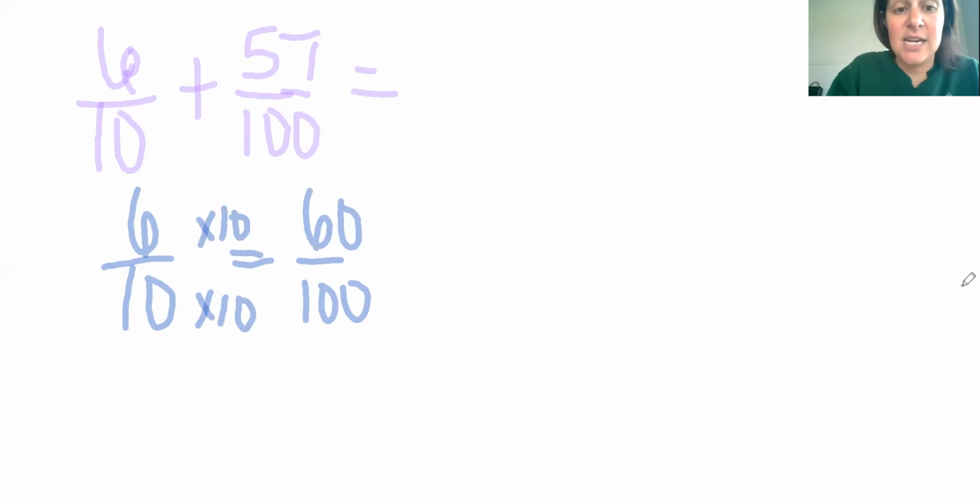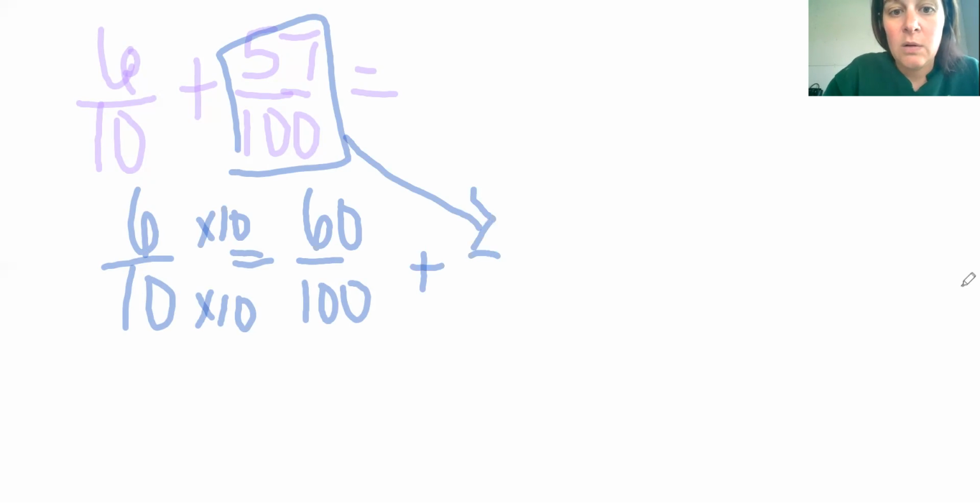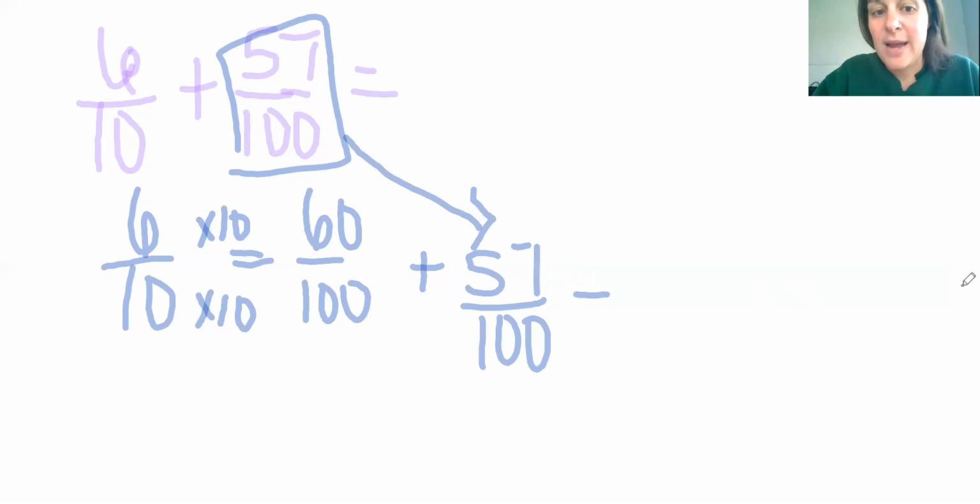So I have 60/100 plus, now I'm going to bring this one down so that I can add it, which is 57/100. Okay. And what am I going to get? I'm just going to do my little work over here. I have 60 plus 57.